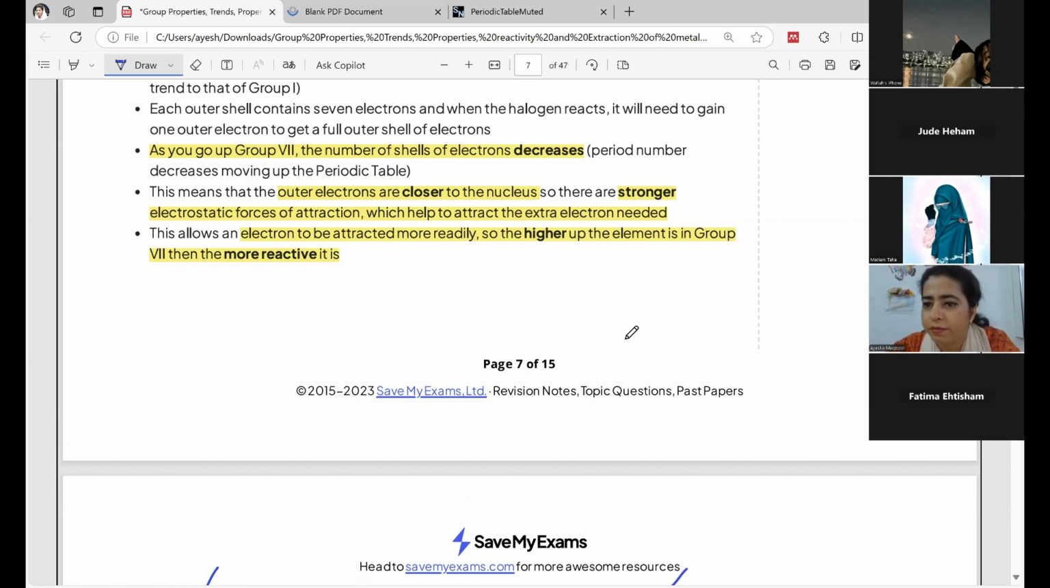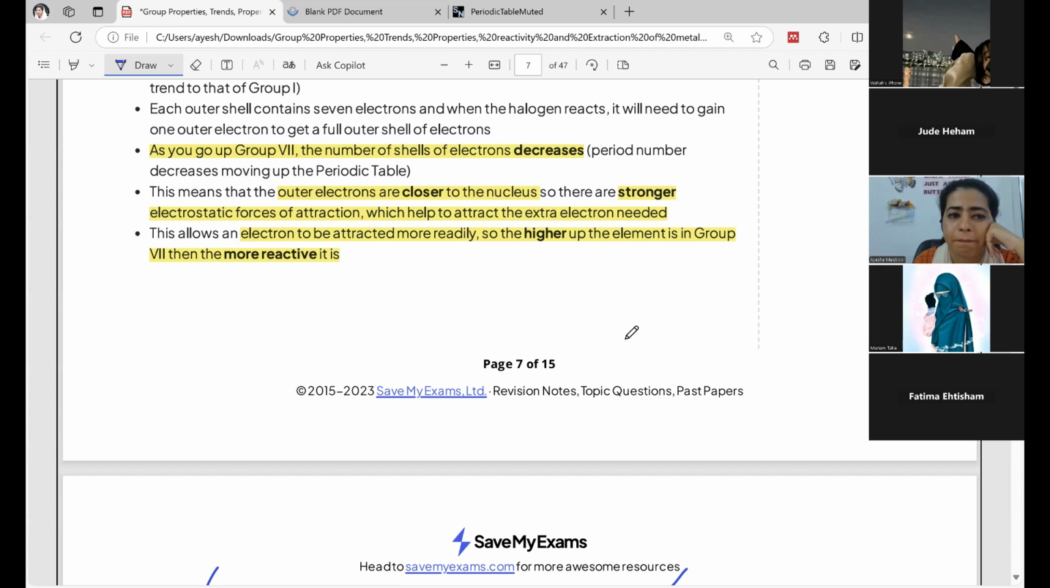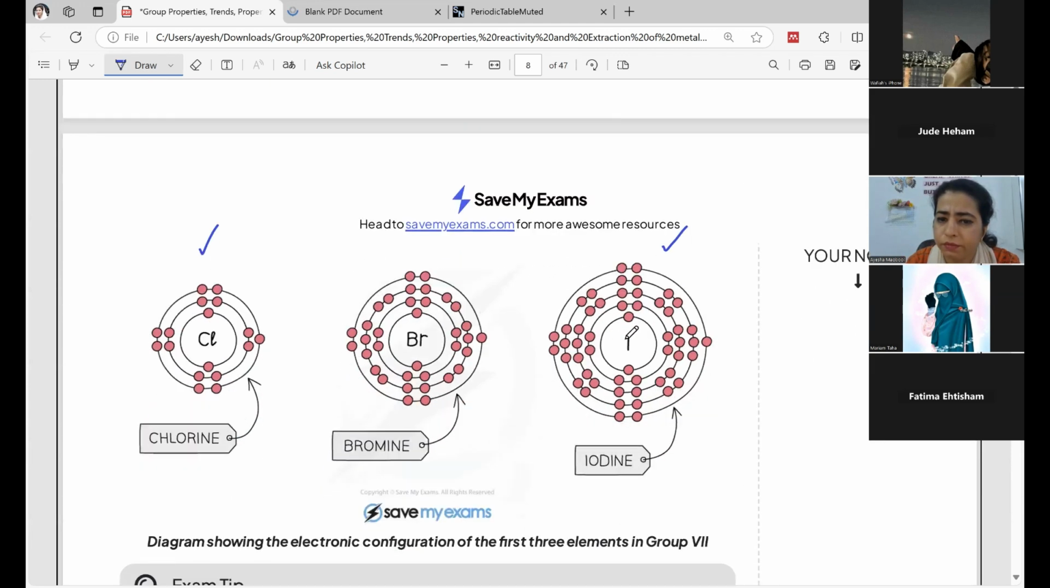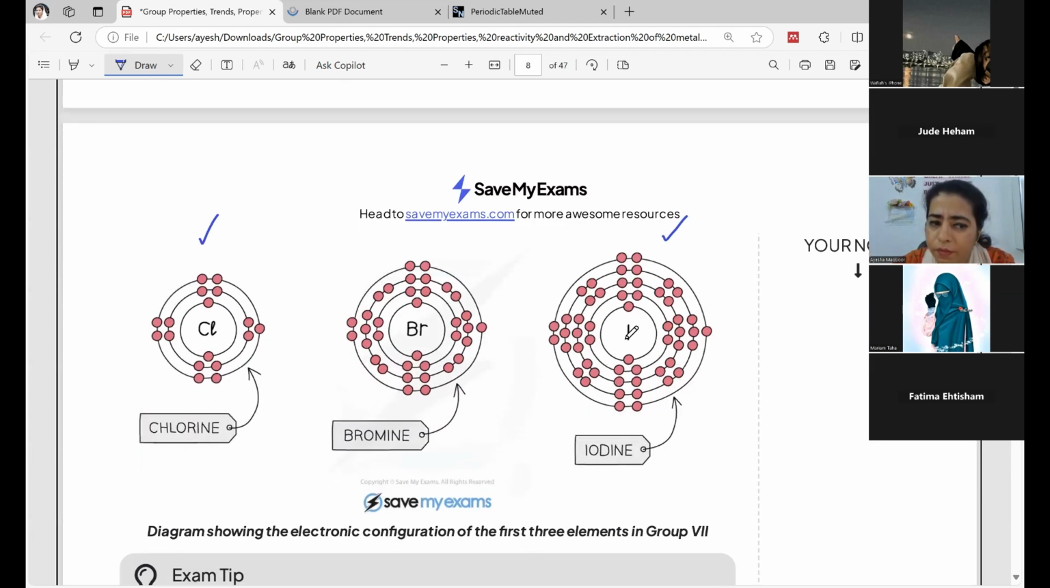I think as we go down the group, the reactivity will be less. Okay, why? What should be the reason? Actually, because the higher up the group, the fewer the shells. So as the electrons are gained, the nucleus will make it easier to get the electrons. Okay, I will tell at the end whether it is right or not. So first, let's ask other students as well.